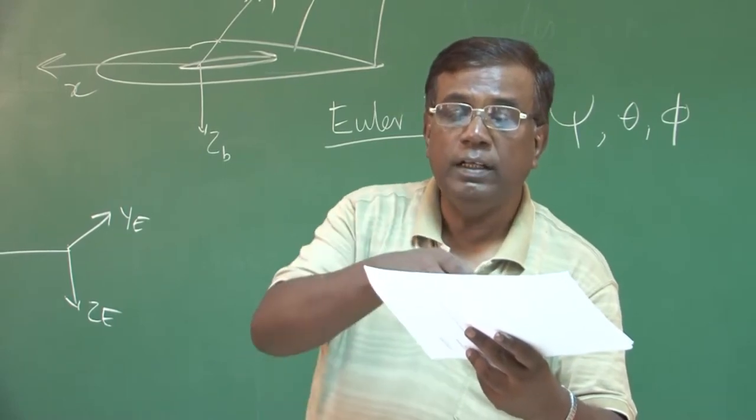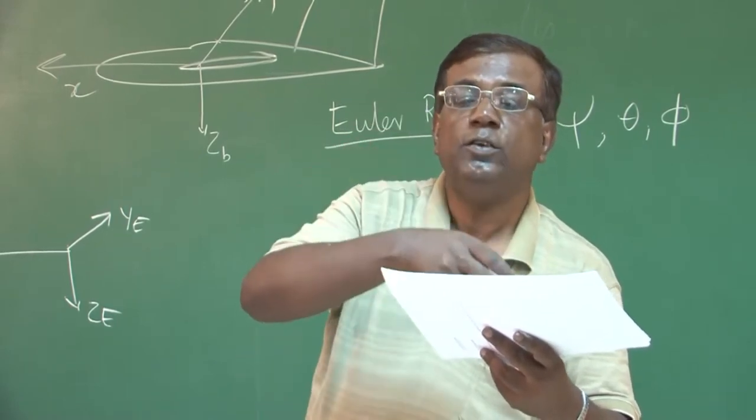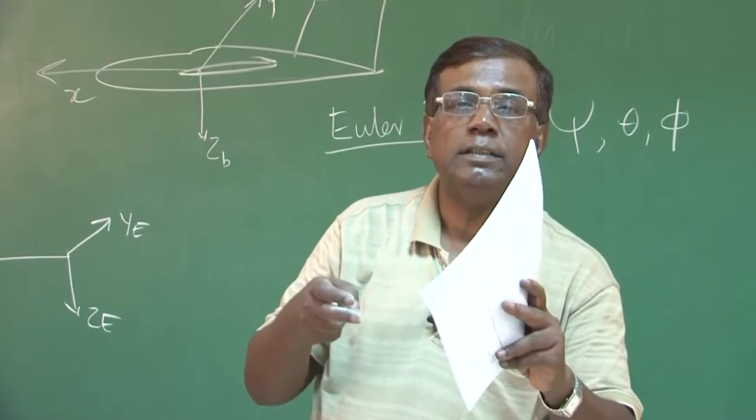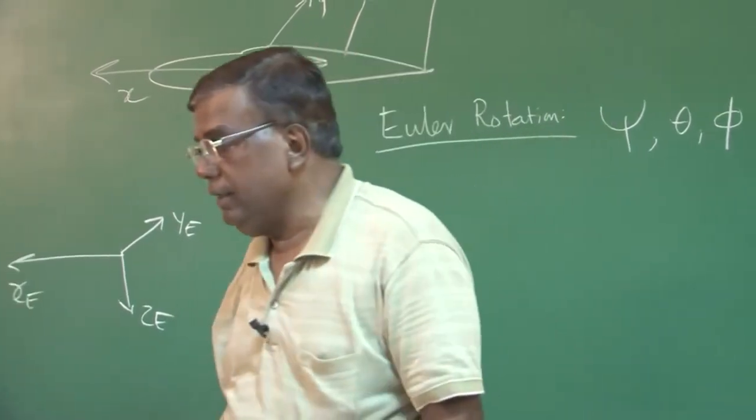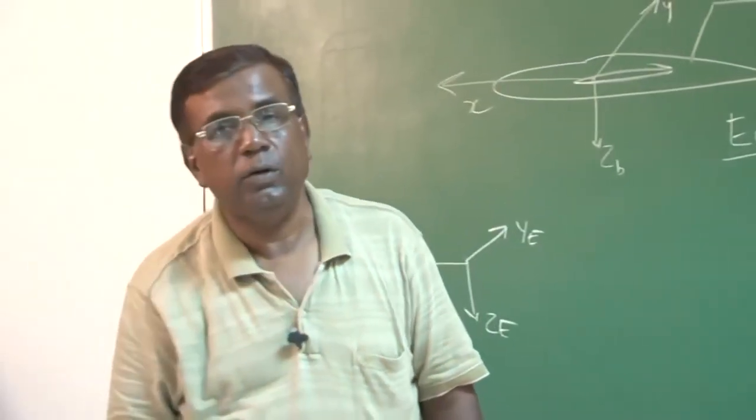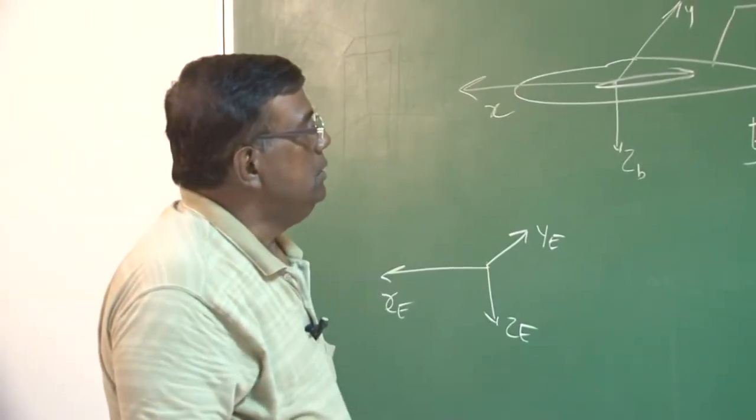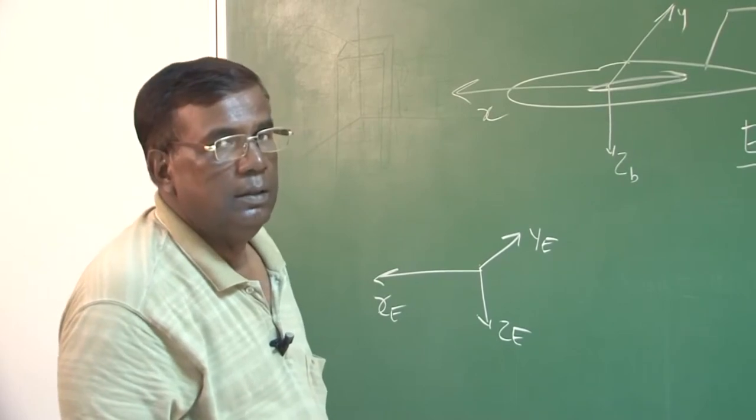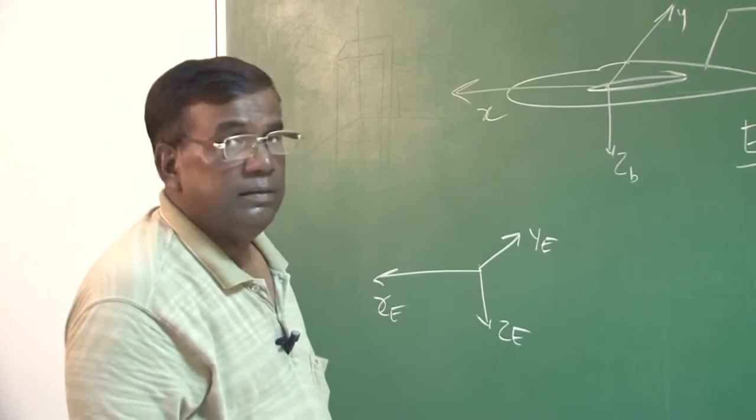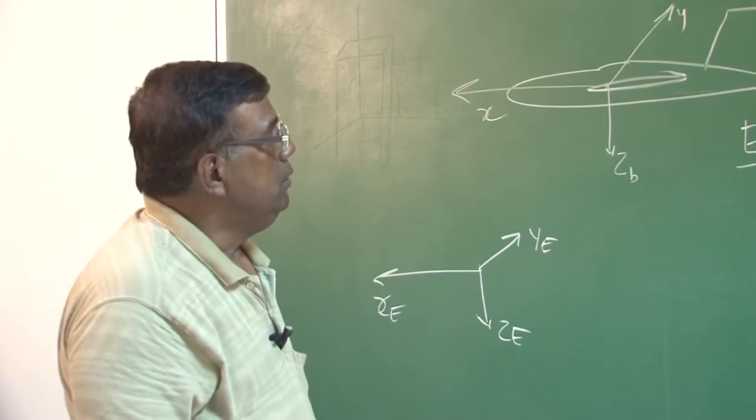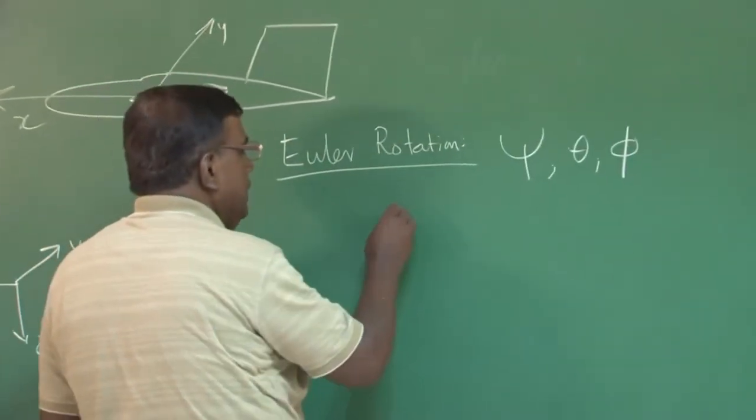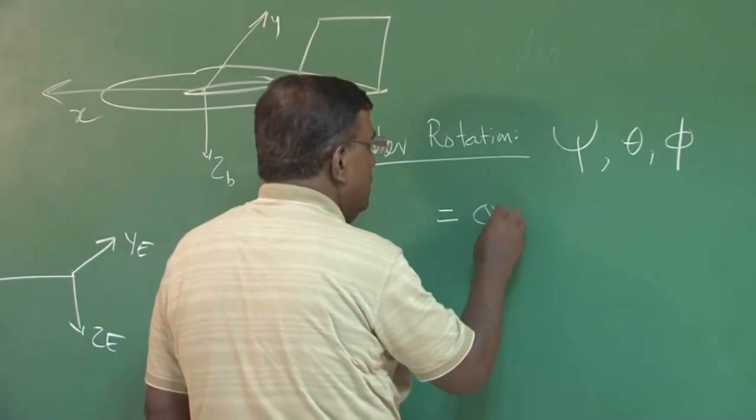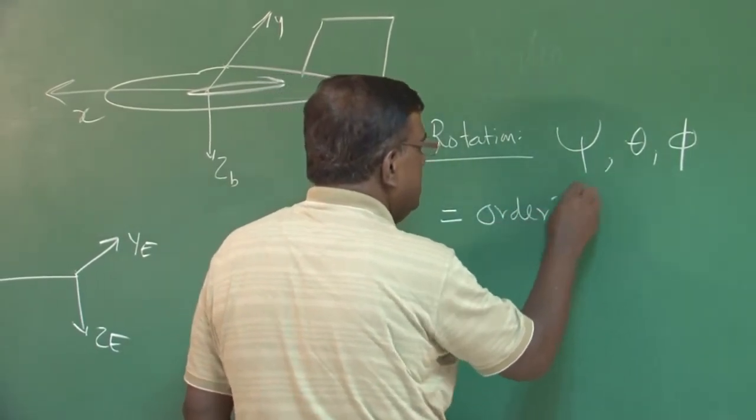And then now you see the x-axis also changes. So phi will be about this axis, okay? So that is to be kept in mind, and this has been covered in my last module also, the course on static and dynamic stability. So please remember this, that psi, theta, phi has a particular order. The order is fixed.